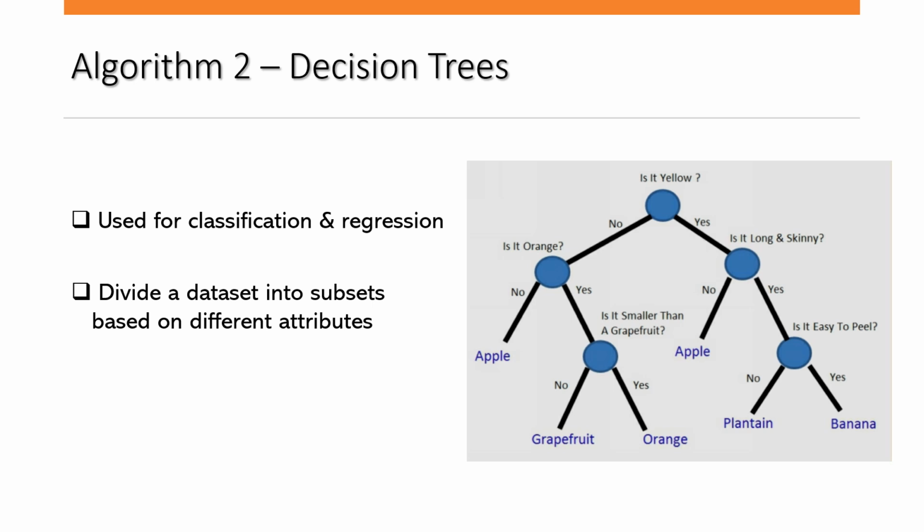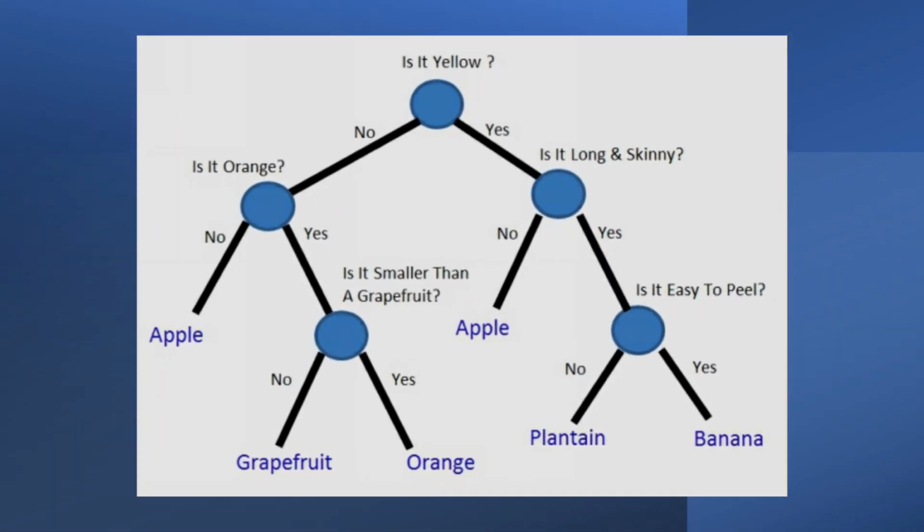For example, consider a decision tree for classifying fruits. So the root node might split the dataset based on the color of the fruit, with branches for yellow and not yellow. So each branch represents a decision based on a specific attribute, and the process continues further, dividing the data into subsets until a final decision or classification is made.